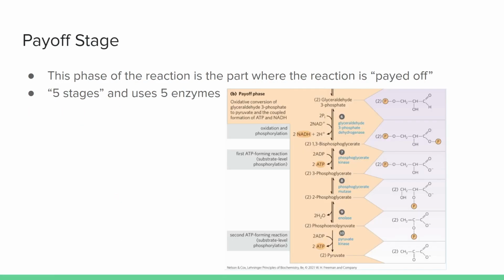In the payoff stage, it all starts to come to an end. The overall pathway starts to make a profit by turning the 2 ATP invested earlier in the preparation phase into 4 ATP molecules, which gives us a net profit of 2 ATP molecules.